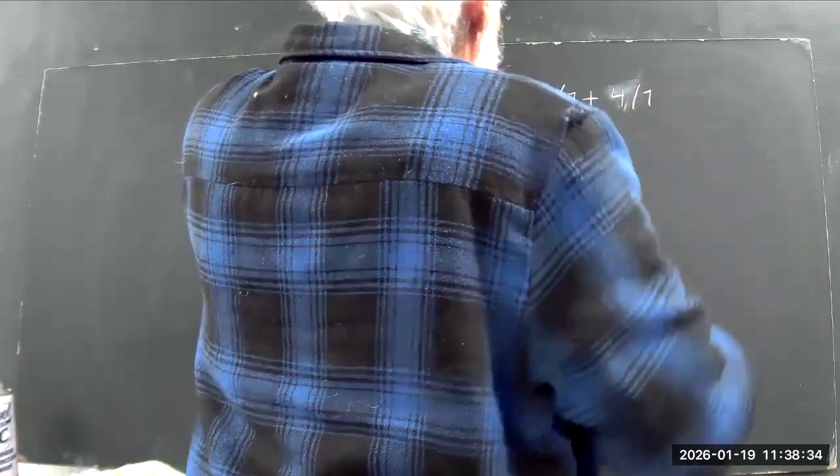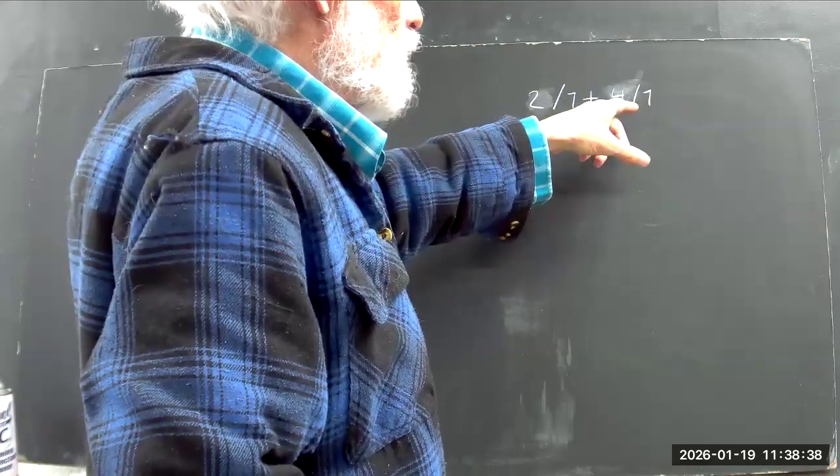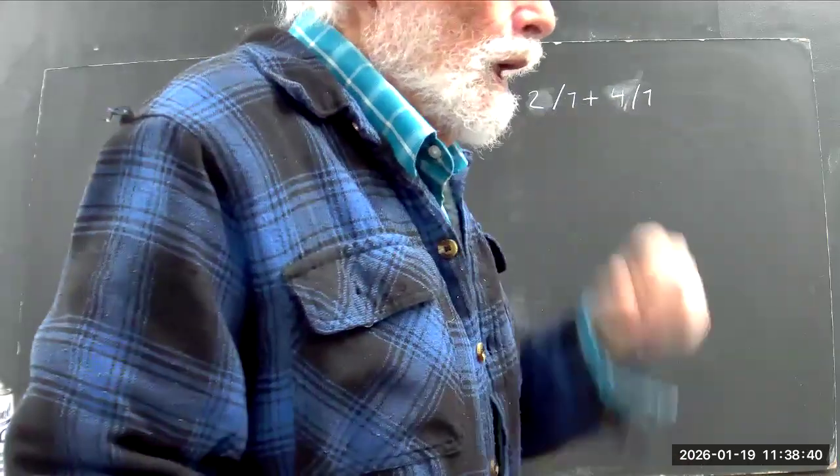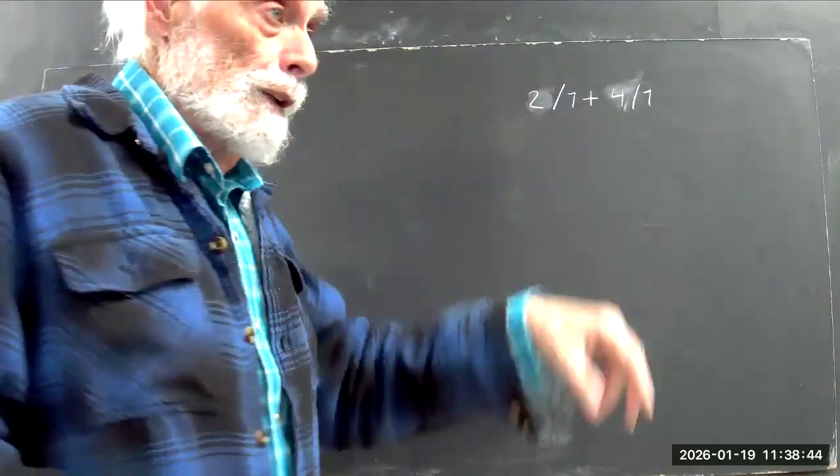I'm writing 2/7 plus 4/7. So can you write that out in standard mathematical notation? I'm going to give you a second. I'm just going to pause the camera, walk around, and look over your shoulder.